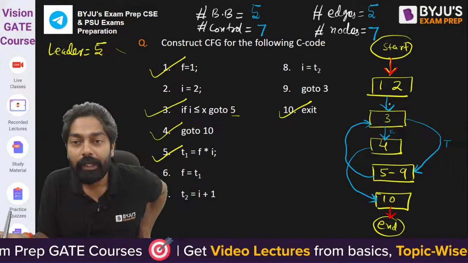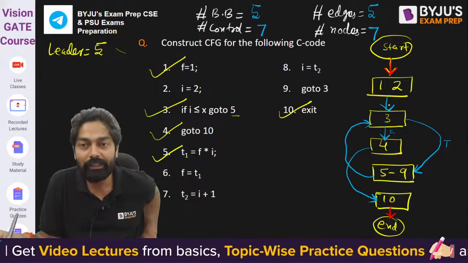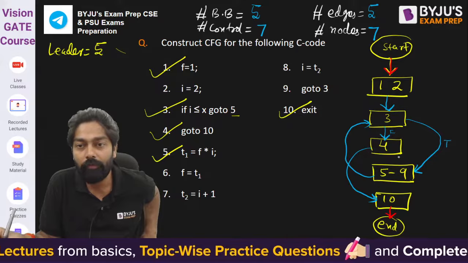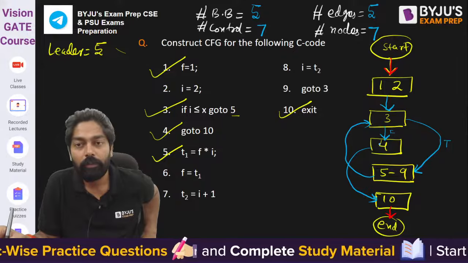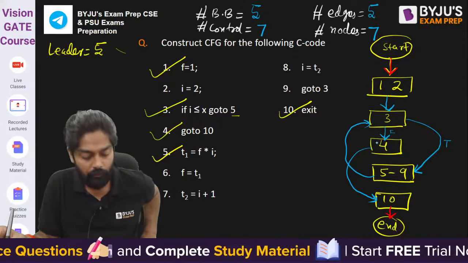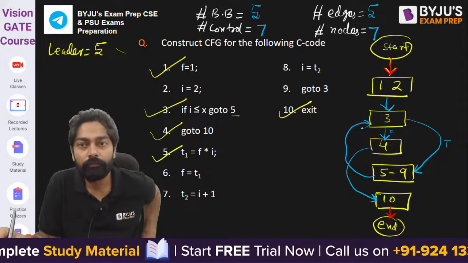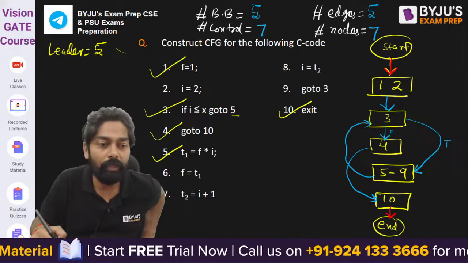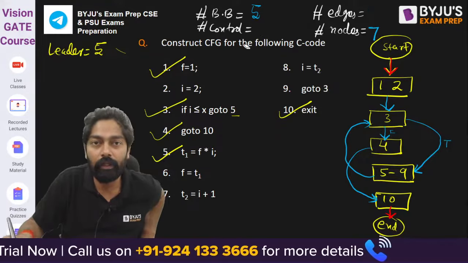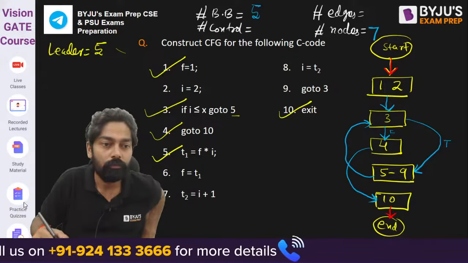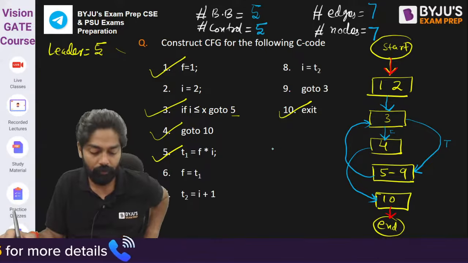What are you asking? Edges. See, the number of edges here will be 1, 2, 3, 4, 5, so 5 edges. Number of controls, if they ask, you can add. I think I have written something wrong. Yeah, the edges, I think I have written wrong. Fine, sorry for the mistake. This is 7, you can count all, 7, and this should be 5. Sorry for the mistake.